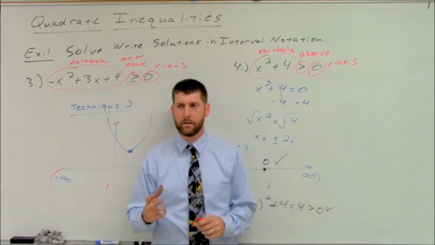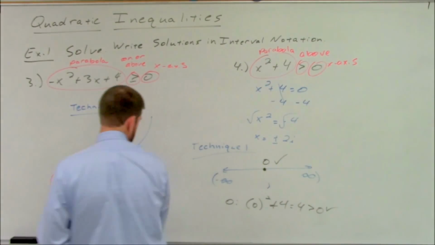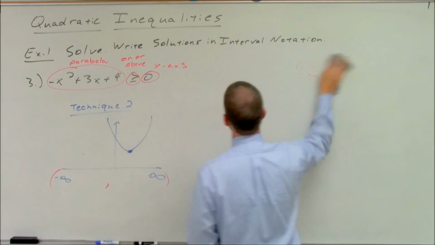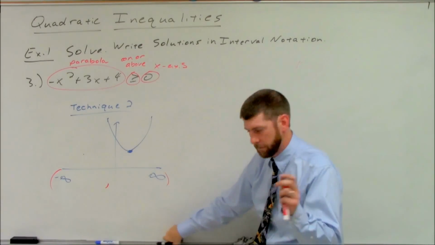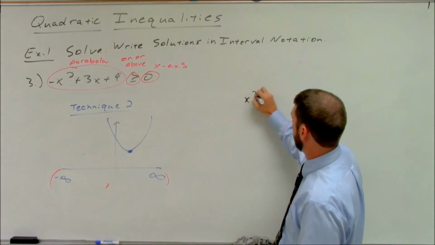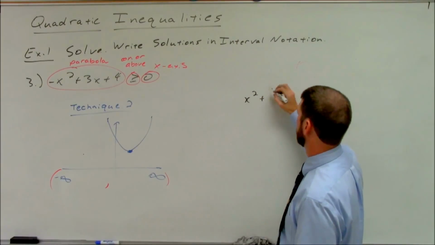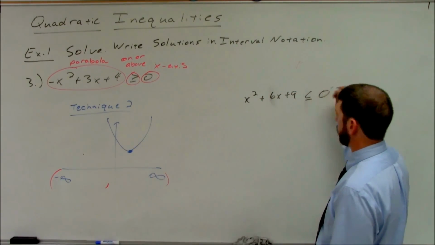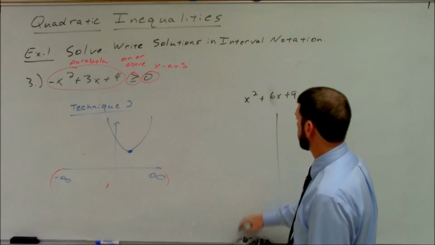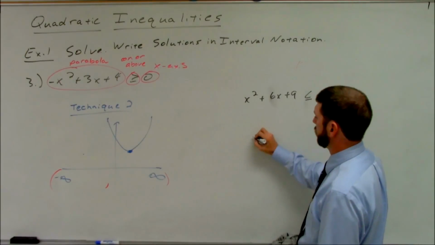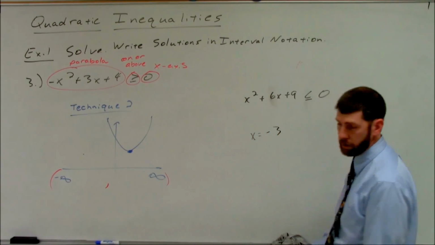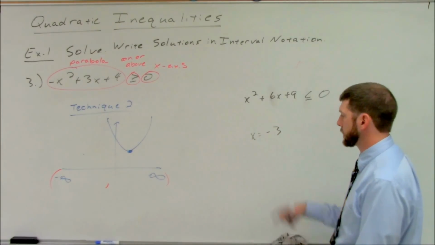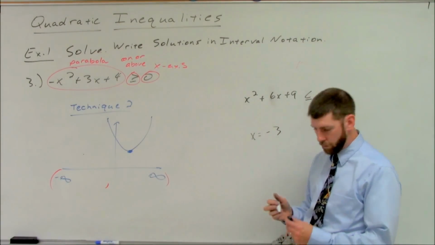how you might get, or what your solutions might look like, if you were to only have one critical point. For example, say you had x squared plus 6x plus 9 less than or equal to 0, something like that. When you do that one, your critical point is going to be negative 3. Go through and factor: x plus 3 squared, because it's a perfect square trinomial. So x equals negative 3. So you only get one critical point in that case.